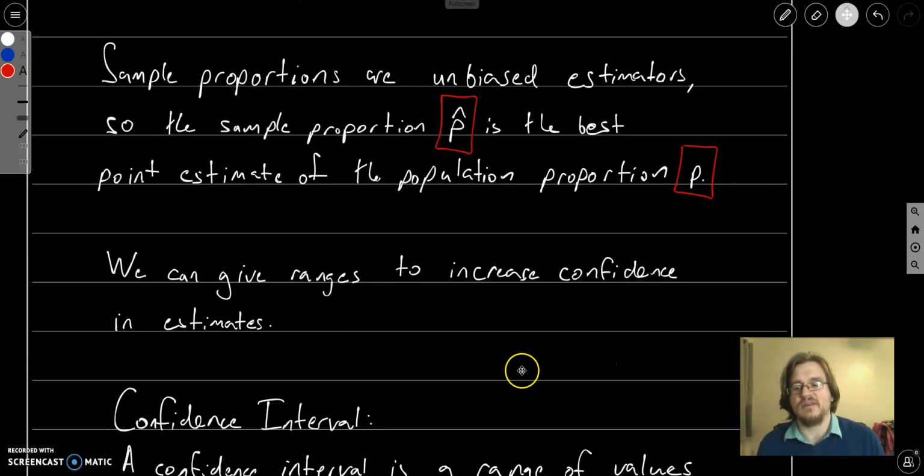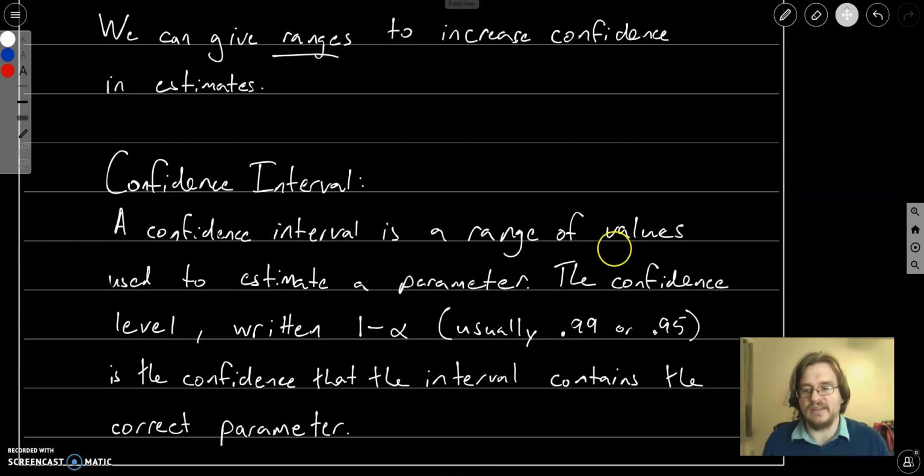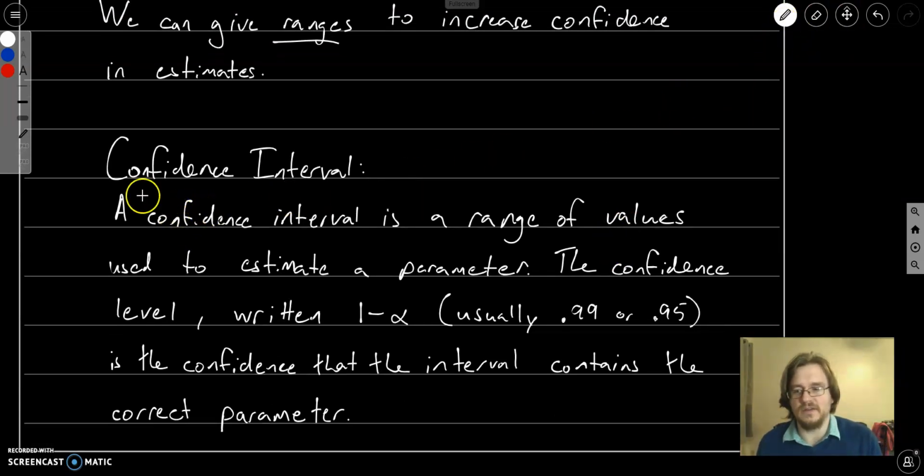Now, we can also, rather than just using a single number to try to guess or give a best estimate for a population parameter, we can give an entire range of values. So rather than saying our best guess for the population proportion is 68%, we could say, oh, it's somewhere between these values. So if you give a range, we can be a little bit more confident in our answer. And this is what a confidence interval is.